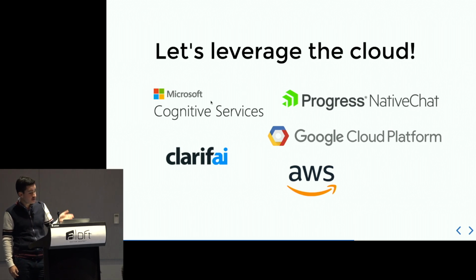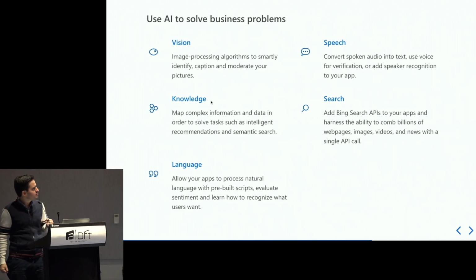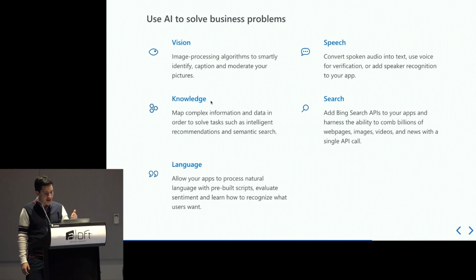Of course, there's Microsoft, there's AWS, Progress, the company that I work for. There's Google Cloud, Clarifai, etc. There's a lot of solutions that we can cover. In essence, they all tend to provide something similar: vision APIs, knowledge APIs, language APIs, speech and search APIs.